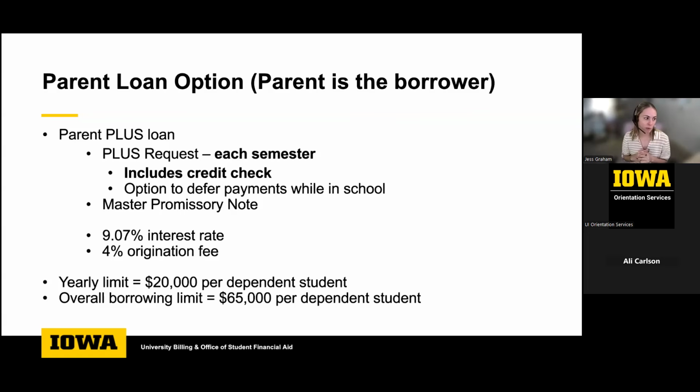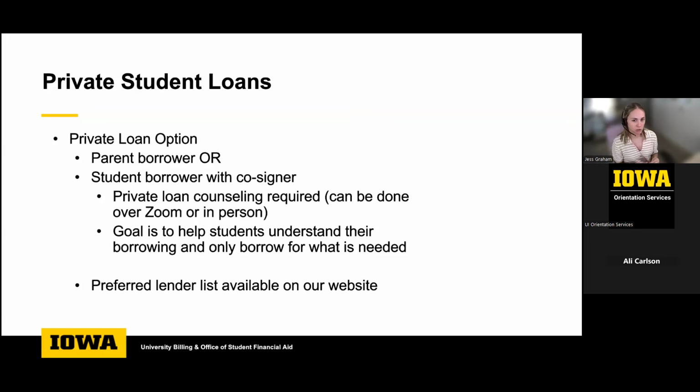This is what I get into in my next slide, which is just addressing private loans. If you think you might fall into this bucket because the Parent Plus loan isn't enough, or you would just rather go the private loan route, here's some basics for you. With a private student loan, the parent or the student can be the borrower. If it's the student borrower, typically we're seeing them apply and be approved with a cosigner.